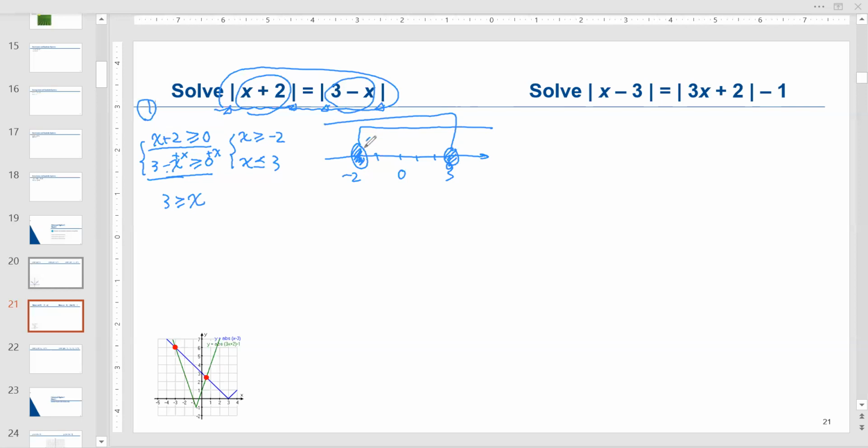What's the overlapping area? It's this area, right? So if x was in this area, less than 3 and greater than or equal to -2, it meets this situation, right? This situation means this part is greater than 0. So if x is in this range, x plus 2 is a positive number, right? Positive number. So we can get x plus 2.